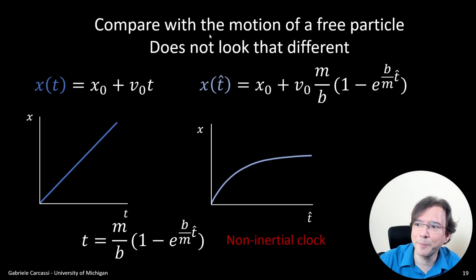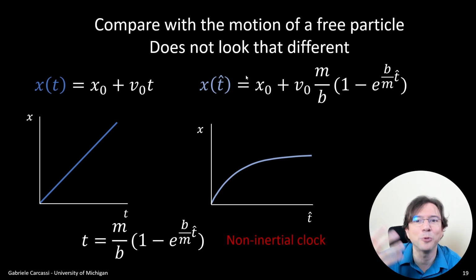And so let's compare the motion of the free particle and the motion that we had under this potential equations. The free particle is x0 plus v0 t, and this damped motion is x0 plus v0 plus some other term that depends on that t, that we call t hat. Okay, so these two things look very similar, and quite frankly, they are, there is just one variable transformation away. We could put that t is equal m over b, 1 minus e to the b over m t hat.